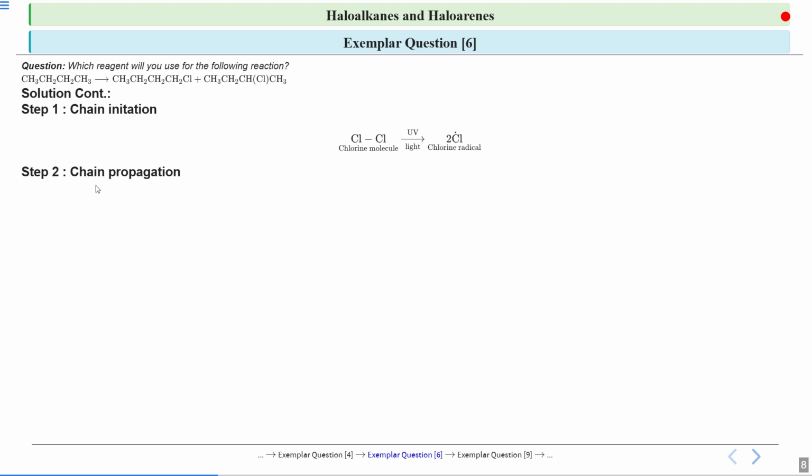Step 2 is chain propagation. Chain initiation means the reaction is starting, and chain propagation means the reaction is carrying on. So step 2 includes the chlorine radical attacking the n-butane, your reactant. When the chlorine radical attacks n-butane, you get the n-butyl radical, CH3CH2CH2CH2 dot, that is an alkyl radical, plus hydrogen chloride as your side product.